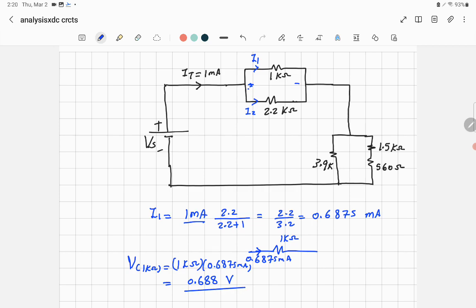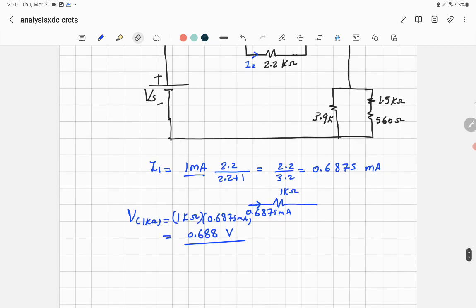Then you ask, okay, what about the voltage across 2.2 kilo ohm? Don't waste your time, because the 2.2 kilo ohm is connected in parallel to 1 kilo ohm. So the voltage across 2.2 kilo ohm is the same voltage across 1 kilo ohm. So we are done with this part. Now we go for the other one.